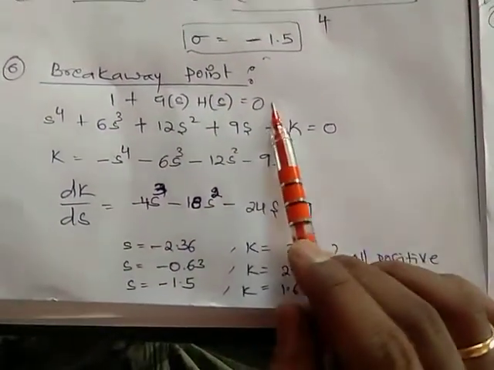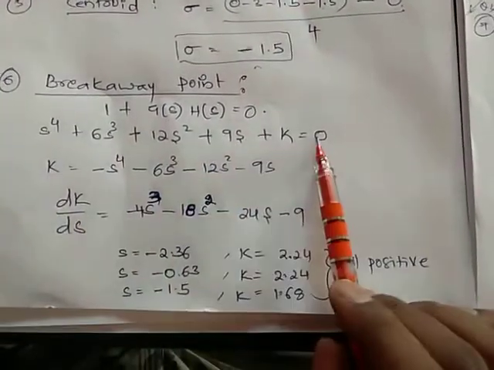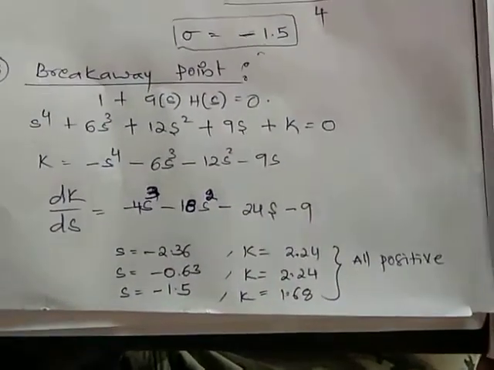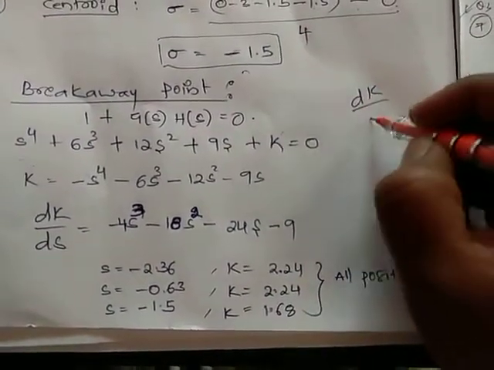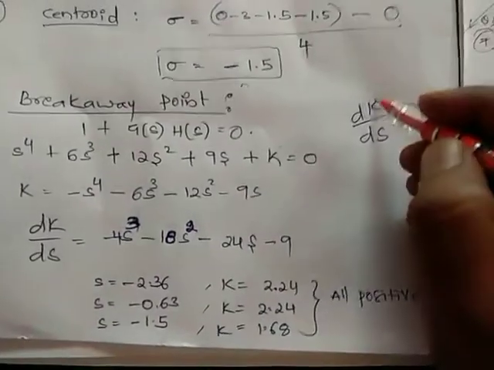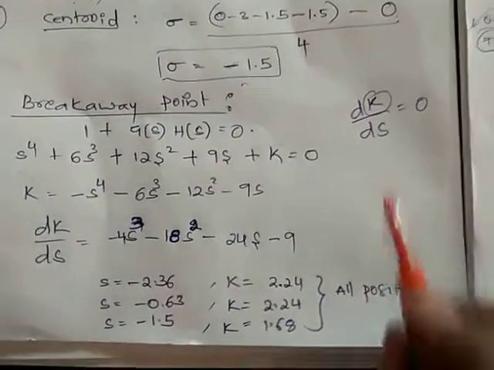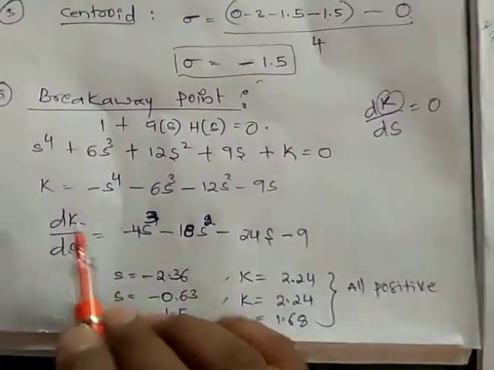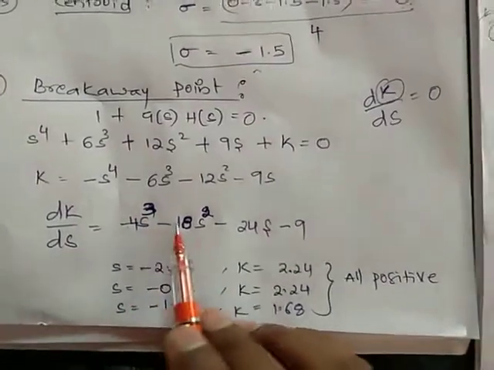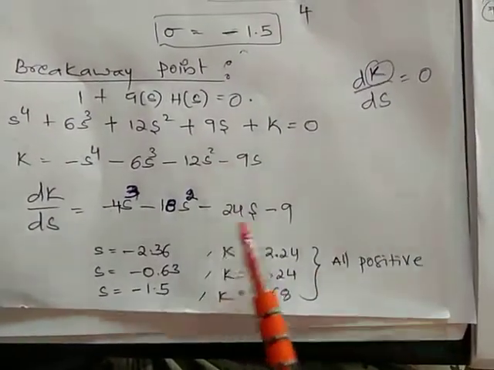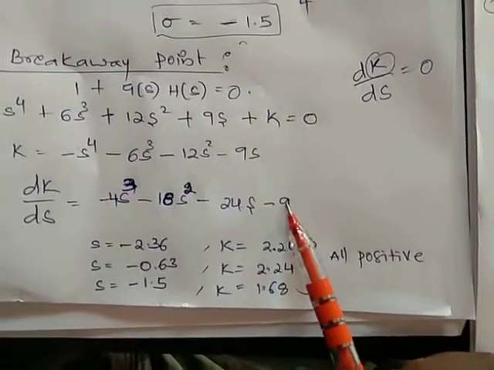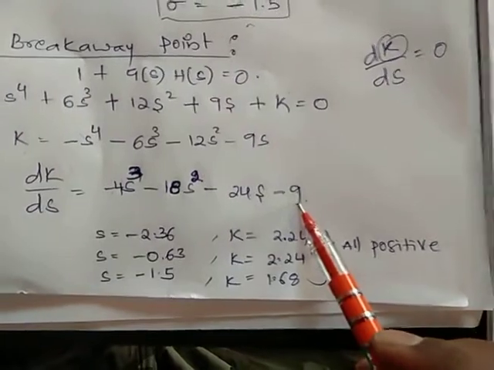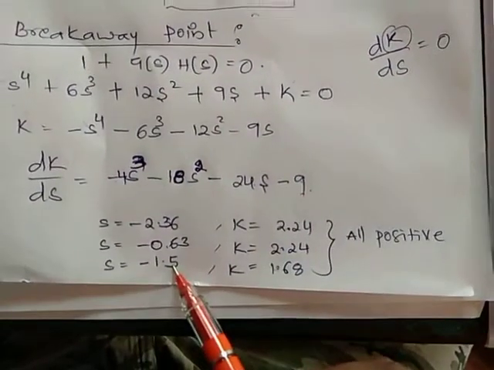1 plus G(s)H(s) equals 0. We'll get this equation if you solve it. Then remember, breakaway point means dK/ds equals 0. So we need to find the K equation. K I will take on the left-hand side and the other terms on the right-hand side. Then I will differentiate it. See, 4s³ minus 18s² minus 24s minus 9. After differentiating, you put this in your calculator's equation solver and you will get 3 roots.